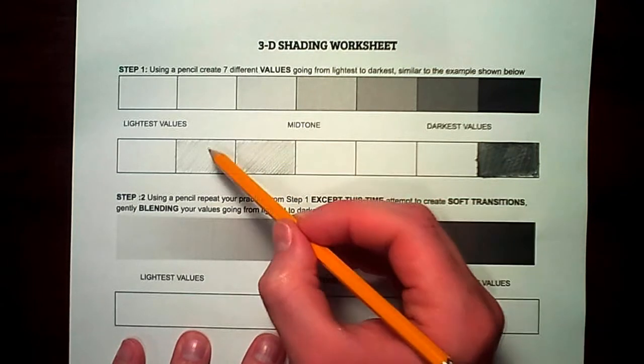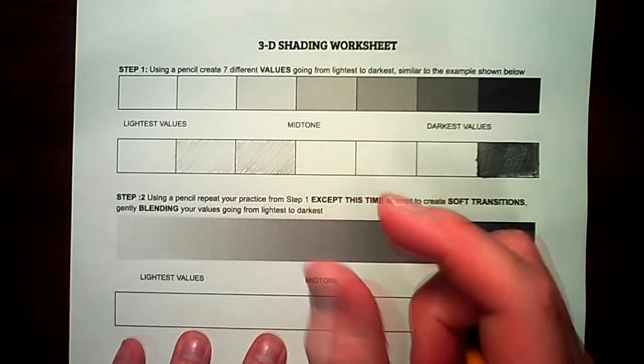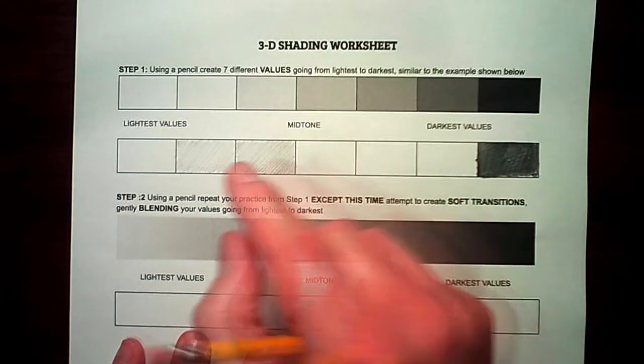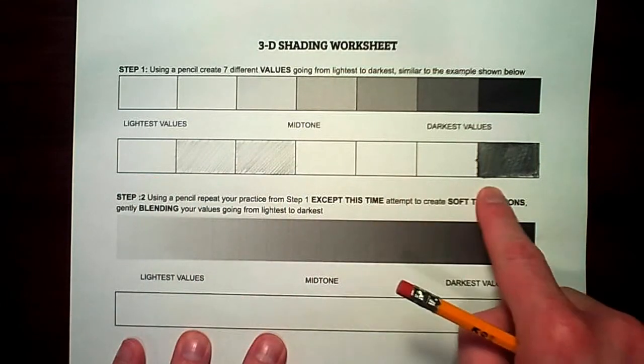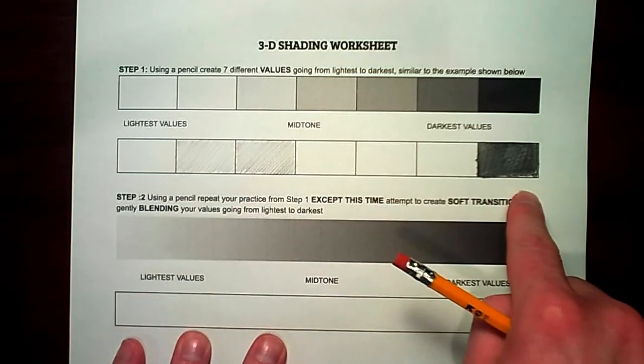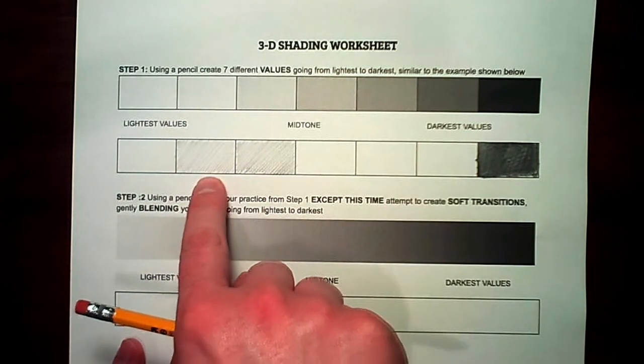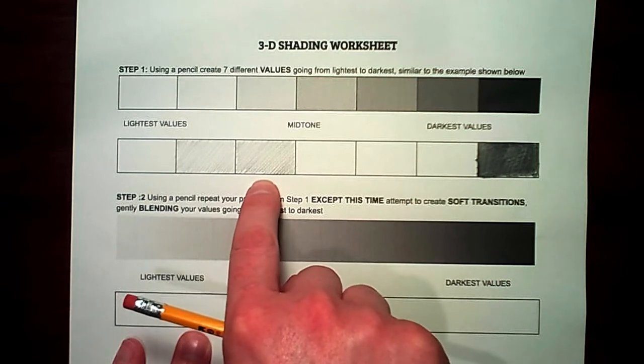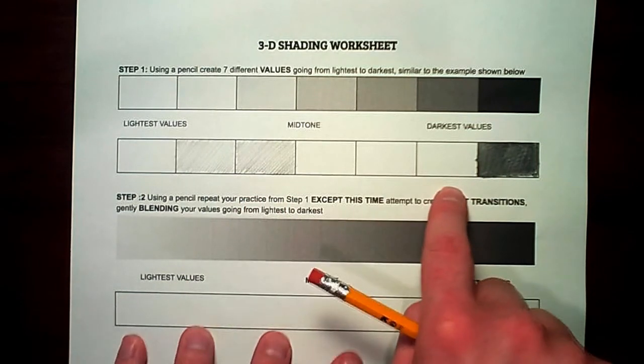I now transition to the next box, and pushing a little bit harder, I should be creating a value that's just slightly darker than the one before it. Again, all these should be subtle changes. It shouldn't be one light and then the next one extremely dark. No, it should be just a little bit darker. So now let's move on.